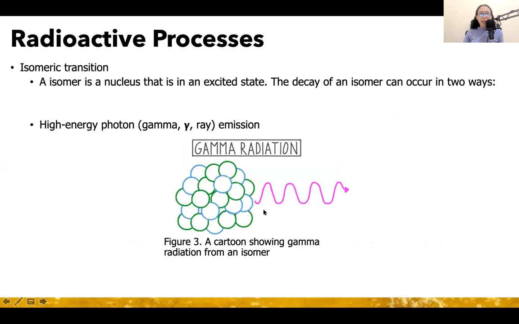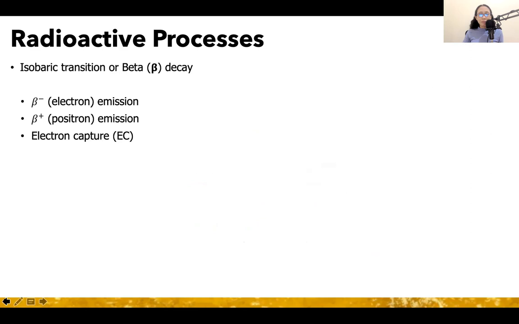Okay, so those are your isobaric transitions. Now let's go to isomeric transition. Okay, what is an isomer? You probably know isomers from your organic chemistry class, but in nuclear chemistry, we also have isomers. And an isomer is a nucleus that is in an excited state. So you remember the metastable state? Okay, so let's go back to that slide.